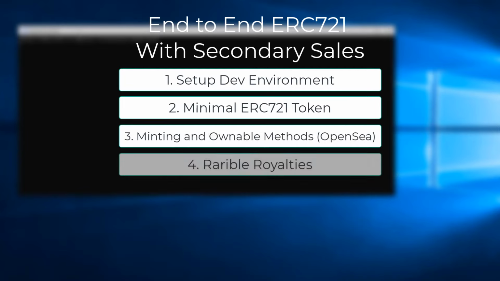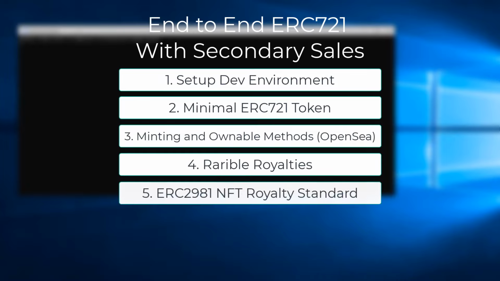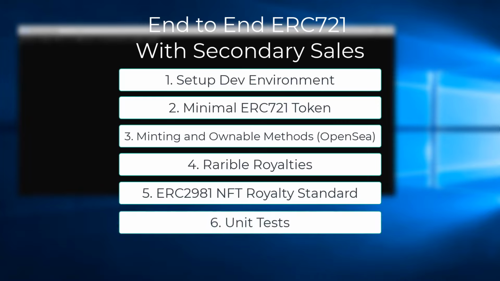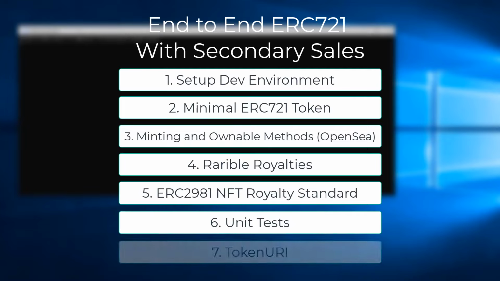Then we add in the Rarible royalties functionality, so the Rarible DAO recognizes those. Then we add in ERC721 NFT royalty standard functionality. Then we add in unit tests for those. And then we also briefly talk about the TokenURI, so it's actually a fully functioning ERC721 token.